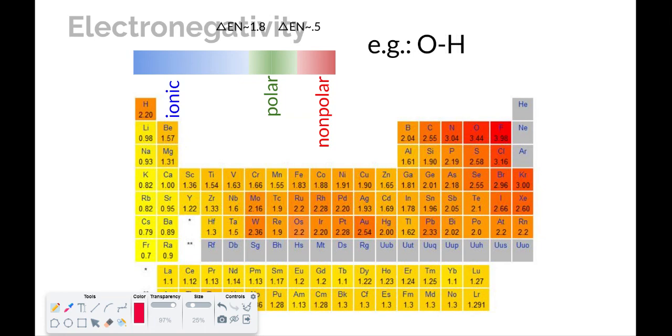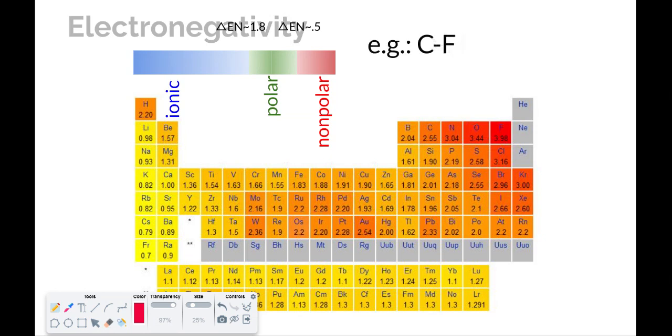O-H. Oxygen's 3.44, hydrogen's 2.20. The difference between those two is 1.2. 1.2 is right in that green zone. This is a polar covalent bond. This turns out to be a really important polar covalent bond, and in most of the instances throughout this class where you have to decide between polar and nonpolar, it's the presence of an O-H bond that's going to help you make the decision. O-H bonds are polar.